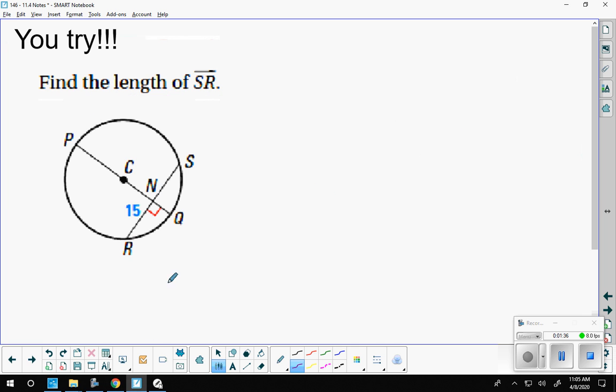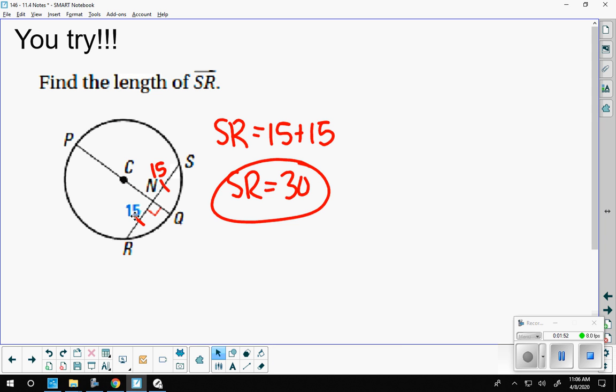Okay. So this one, find the length of SR. Well, if this half of the chord is 15 and this half of the chord is also 15, so the length of SR is 15 plus 15, which is 30. So not too bad.